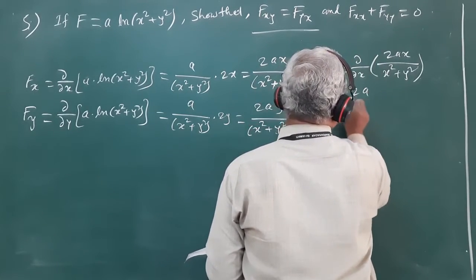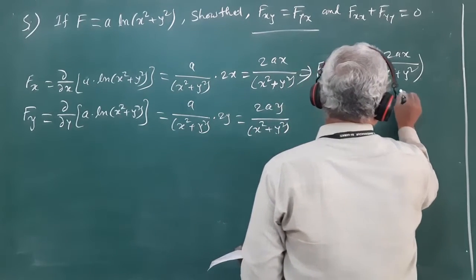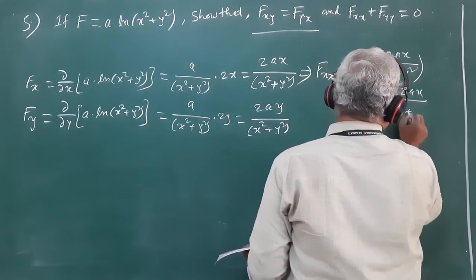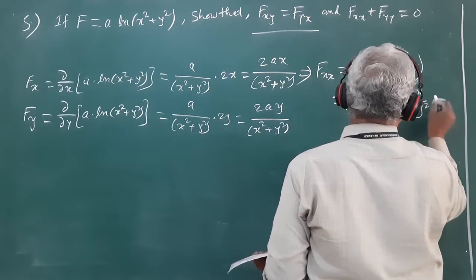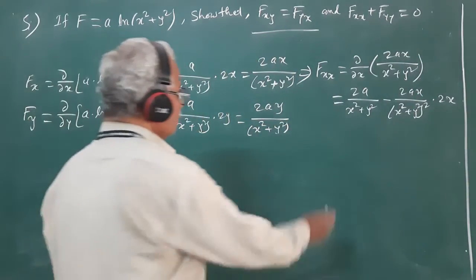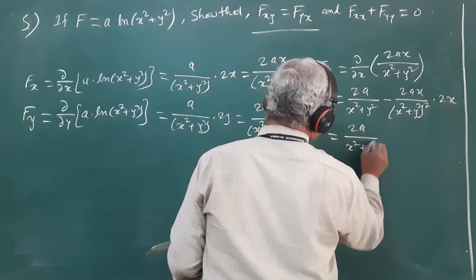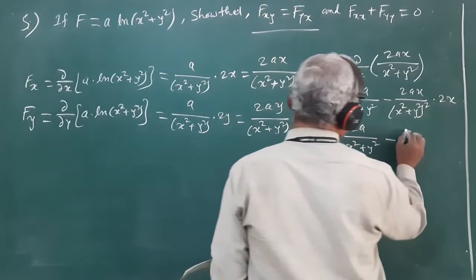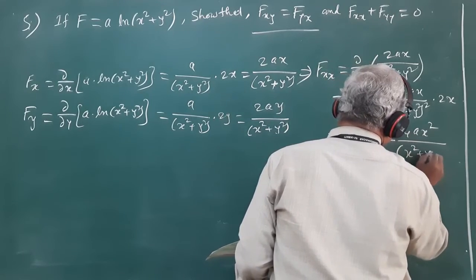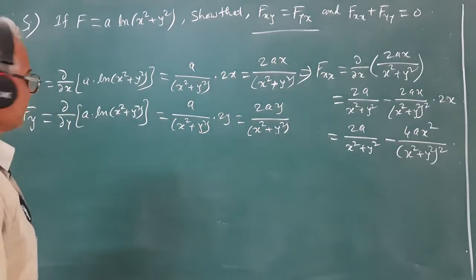So this is 2a divided by x² + y² minus 2ax divided by (x² + y²) whole square into 2x. So this is equal to 2a divided by x² + y² minus 4ax² divided by (x² + y²) whole square. So this is the expression for fxx.